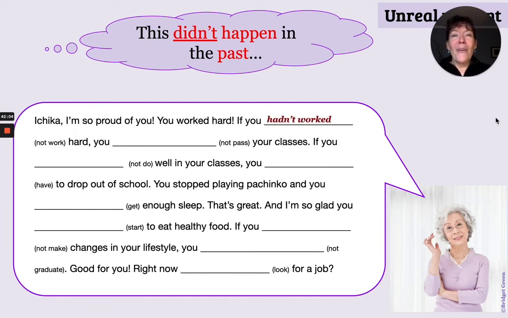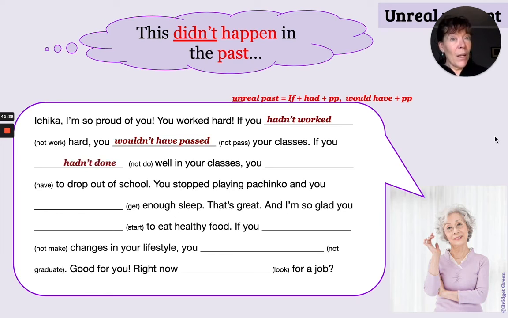Here's what she says. Ichika, I'm so proud of you. You worked hard. If you hadn't worked hard, you wouldn't have passed your classes. Wouldn't have. Repeat. Wouldn't have. Good. This is the unreal past. Remember, she did pass. So we're thinking about something that didn't happen. So we use had plus the past participle and would have plus the past participle.